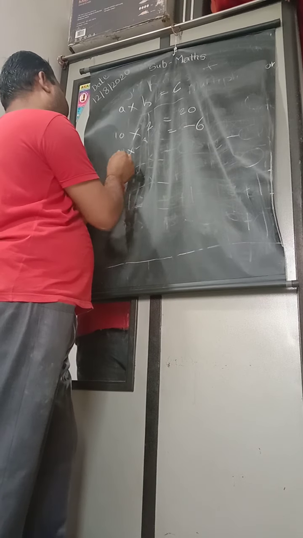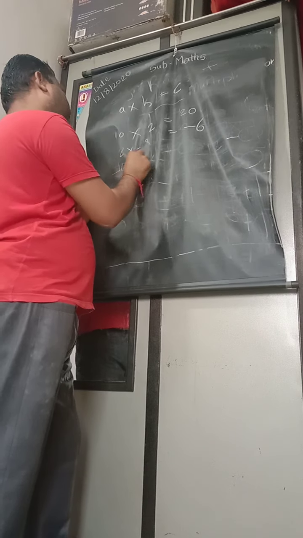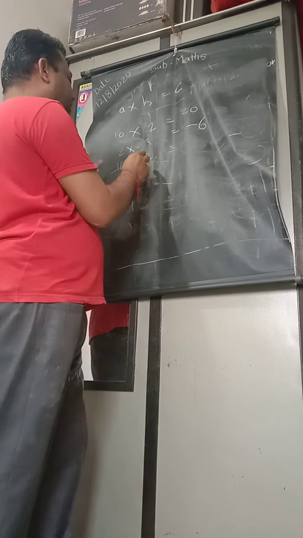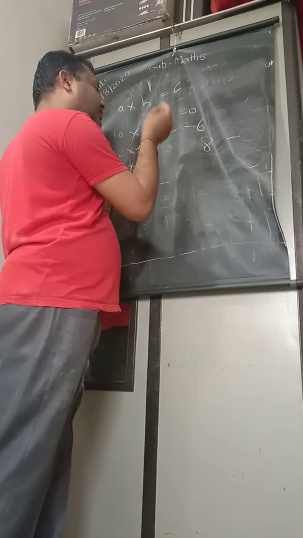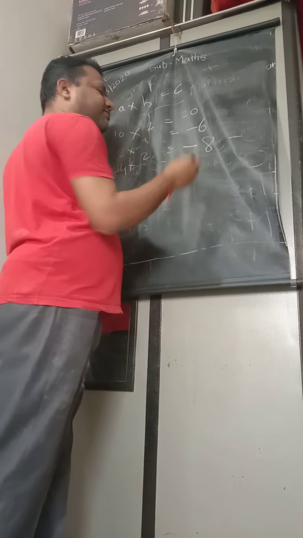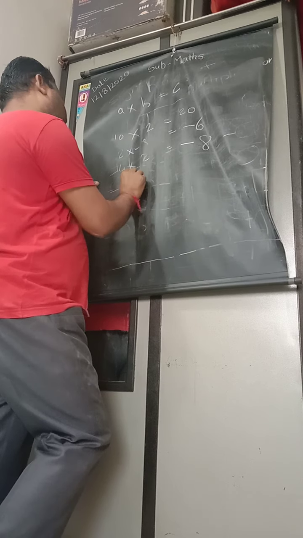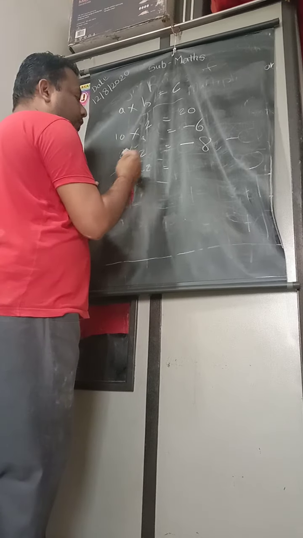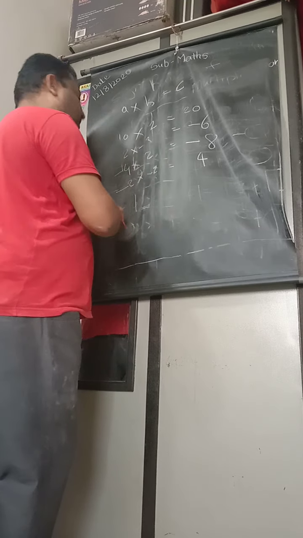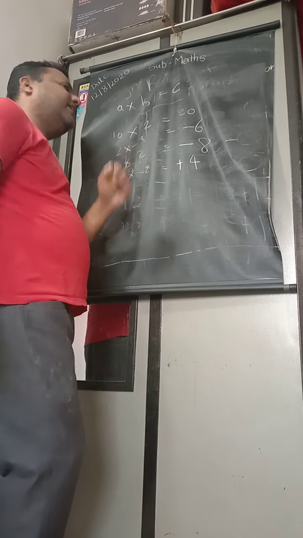So here I take another example, minus 4 into 2. First you go for multiplication. 4 into 2 is 8, and minus and plus, the answer is minus. Then we move ahead to minus 2 multiplied by minus 2. What is your answer? 2 into 2 is 4. Minus and minus, the sign is plus. So these are the examples we have studied today.